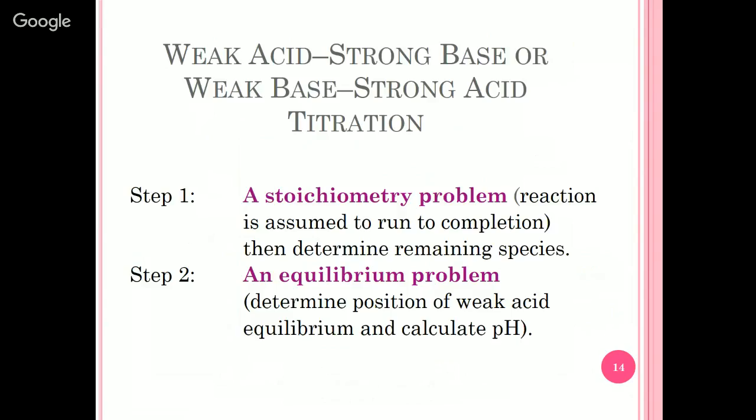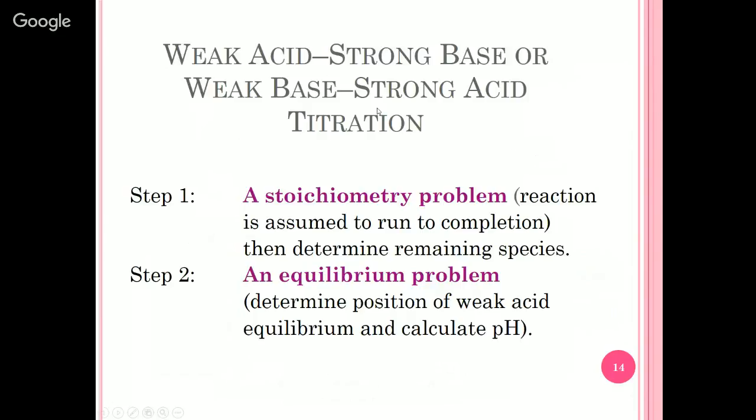Now, it's completely different when we use weak acids and weak bases. So once again, I'm going to keep saying this, but when we deal with weak acids or weak bases, we do the stoichiometry first. And that is when we assume that the reaction goes to completion. Strong acids push the equilibrium to the product side. Strong bases push the equilibrium to the product side.